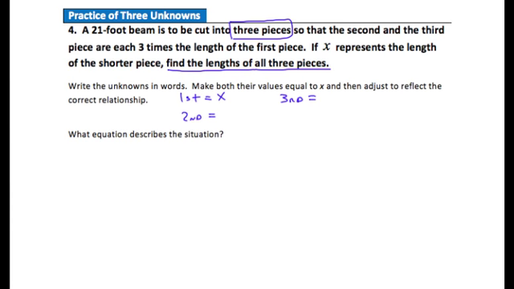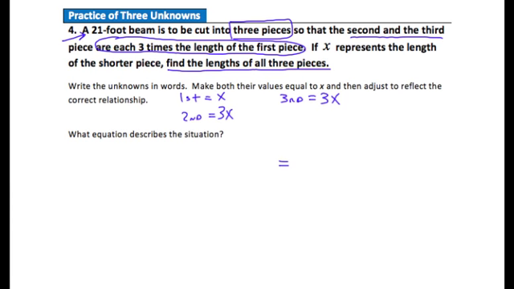Now we know the second and third are 3 times the length of the first. Well, if the length of the first is x, then the second will be 3x, and the third will be 3x. Now that we've got all of our unknowns described, now it's time to write the equation. And again, we're thinking about a total here, so we know we have to come up with a total. The total is this 21 feet.